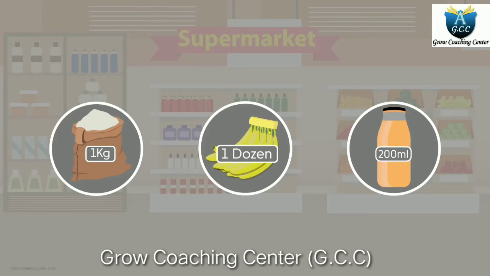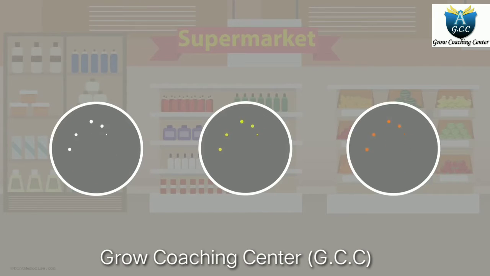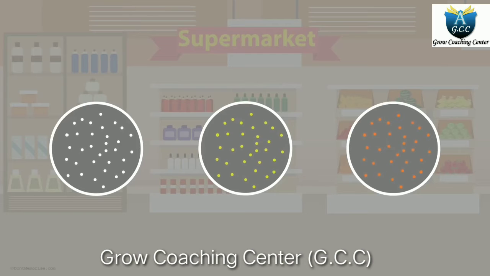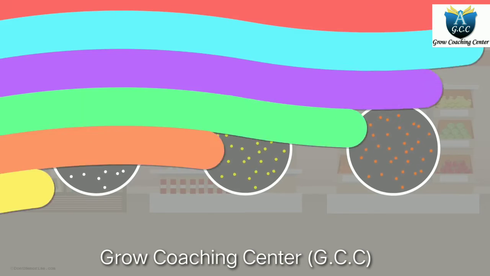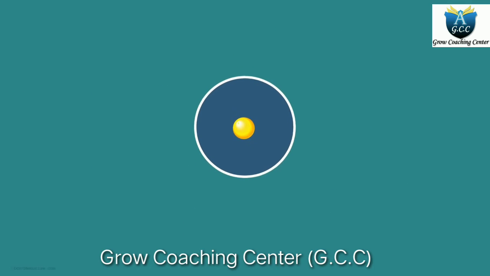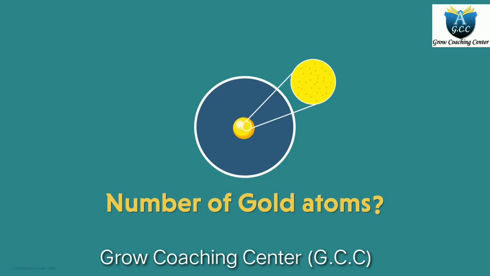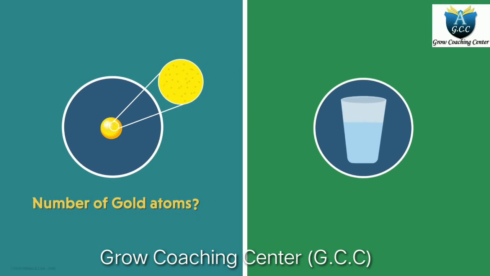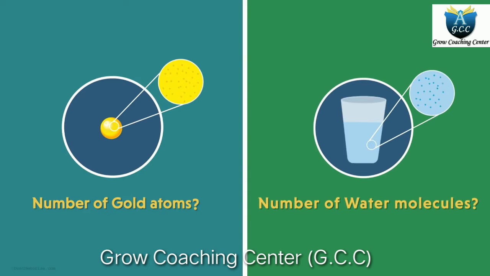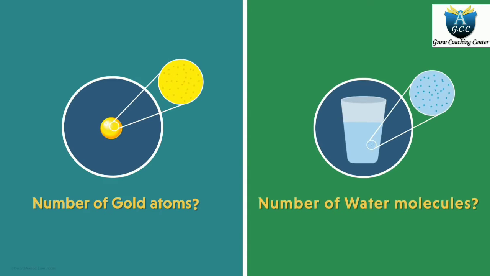But what if I want to measure something in terms of the number of tiny particles present in it? Let me explain this in detail. Looking at this pure gold, can you tell me how many gold atoms are present in this? Or wait, looking at this glass of water, can you tell me how many water molecules are present in it? You will probably say that it's practically impossible to calculate the number of atoms or molecules in these examples.